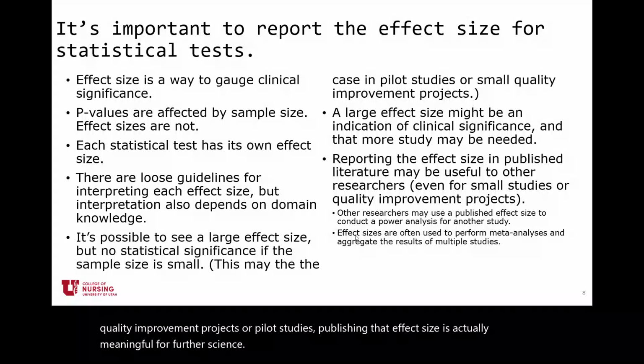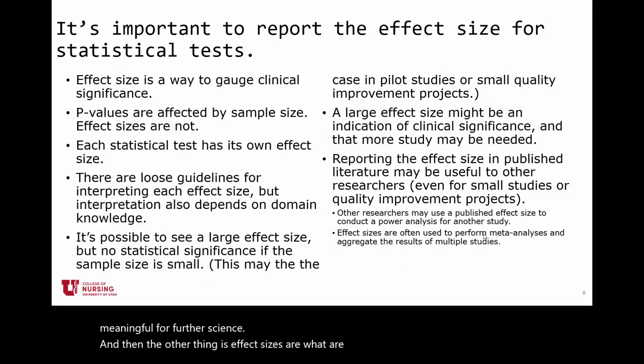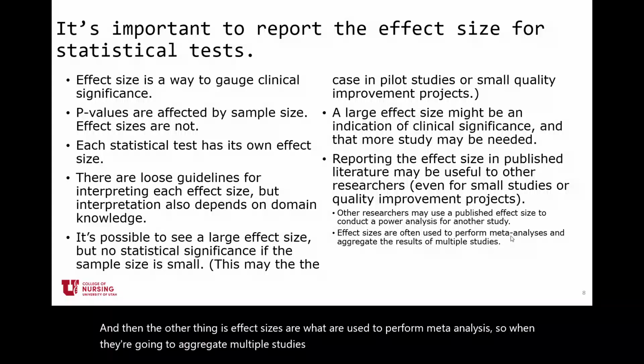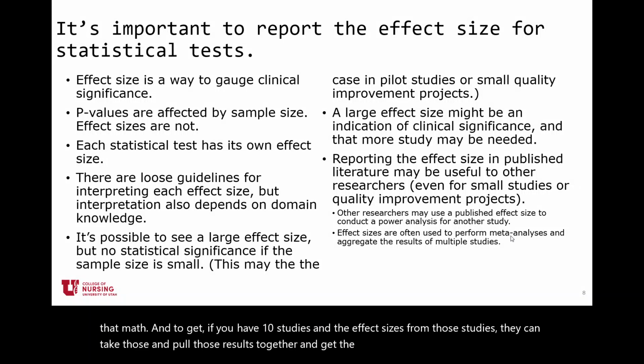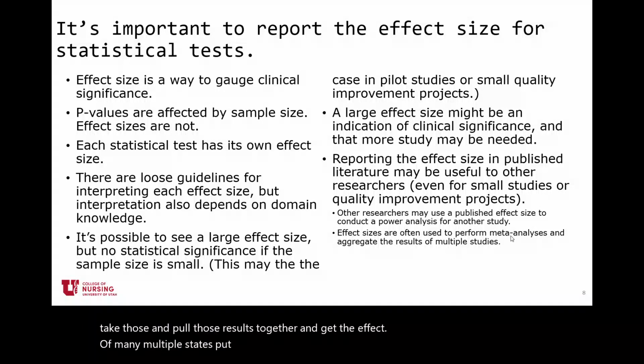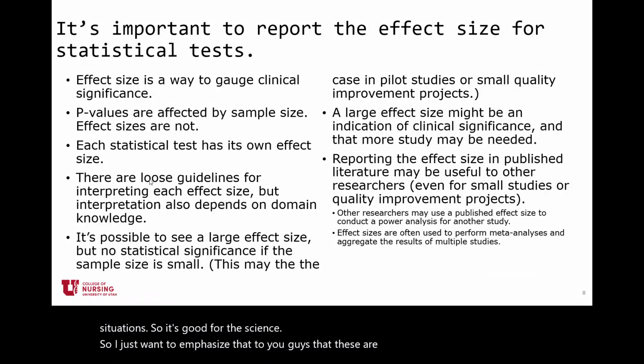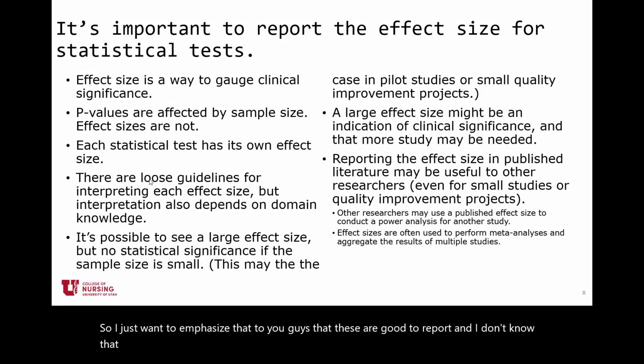And then the other thing is effect sizes are what are used to perform meta-analyses. When they're going to aggregate multiple studies together, they often use the effect sizes to do that math. If you have 10 studies and the effect sizes from those studies, they can take those and pool those results together and get the effect of multiple studies put together. So having those effect sizes published means a lot in those situations. So it's good for the science. I just want to emphasize to you guys that these are good to report, and I don't know that that gets emphasized enough in our text.